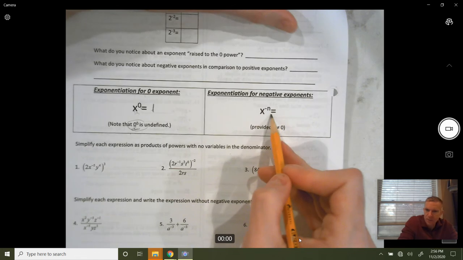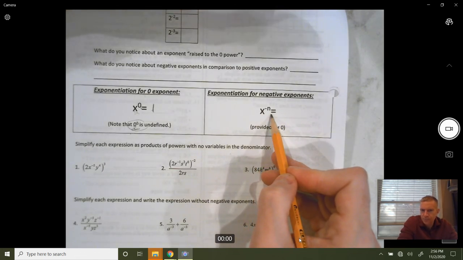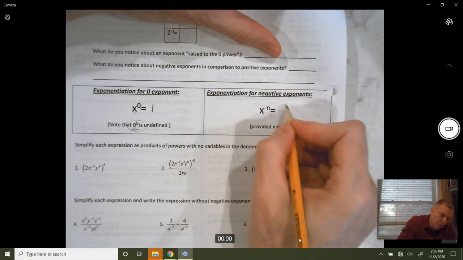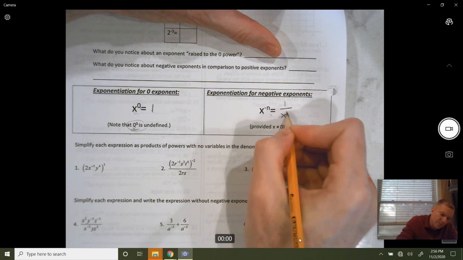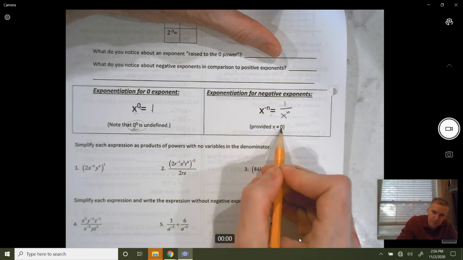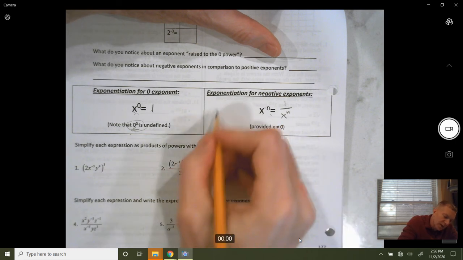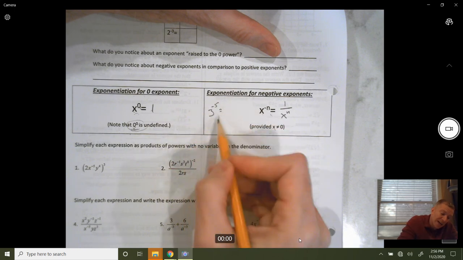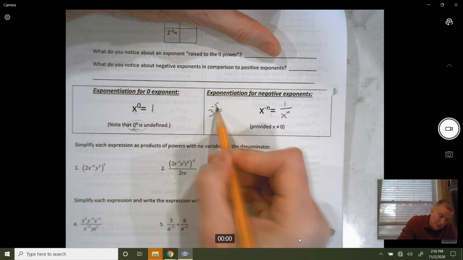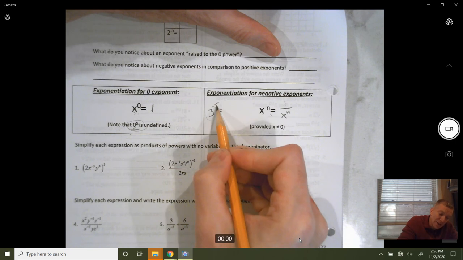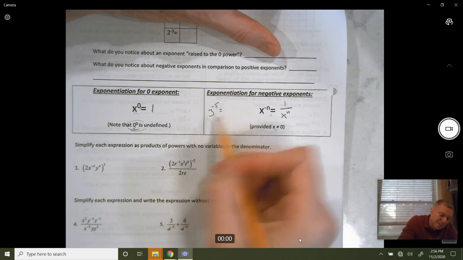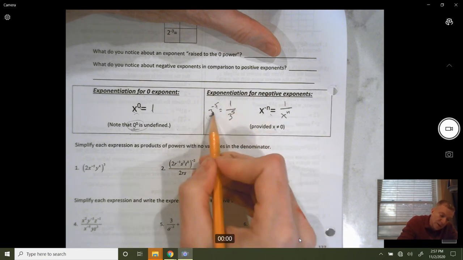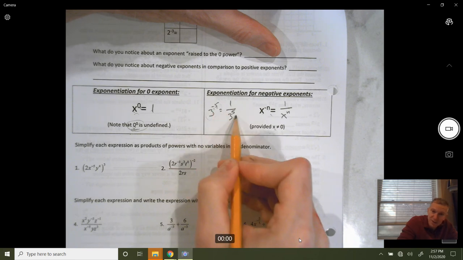x to the negative n, we kind of saw this with the quotient rule, but x to the negative n is equal to 1 over x to the positive n. Again, assuming that your base is not 0. So something like 3 to the negative 5. Well, when the exponent of my power, remember the whole thing's a power, is negative, and I want to make that exponent positive, I have to move the entire power down to the bottom. I still have the entire power, but now the only difference is the exponent is positive.